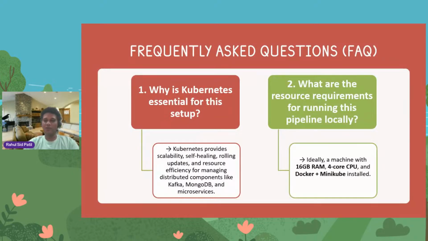What are the system requirements to run this locally? You don't need a full-blown cloud setup to try this out. A decent laptop with 16 GB RAM, 4-core CPU, Docker, and Minikube installed is more than enough to get this pipeline up and running locally for testing, development, and demos.